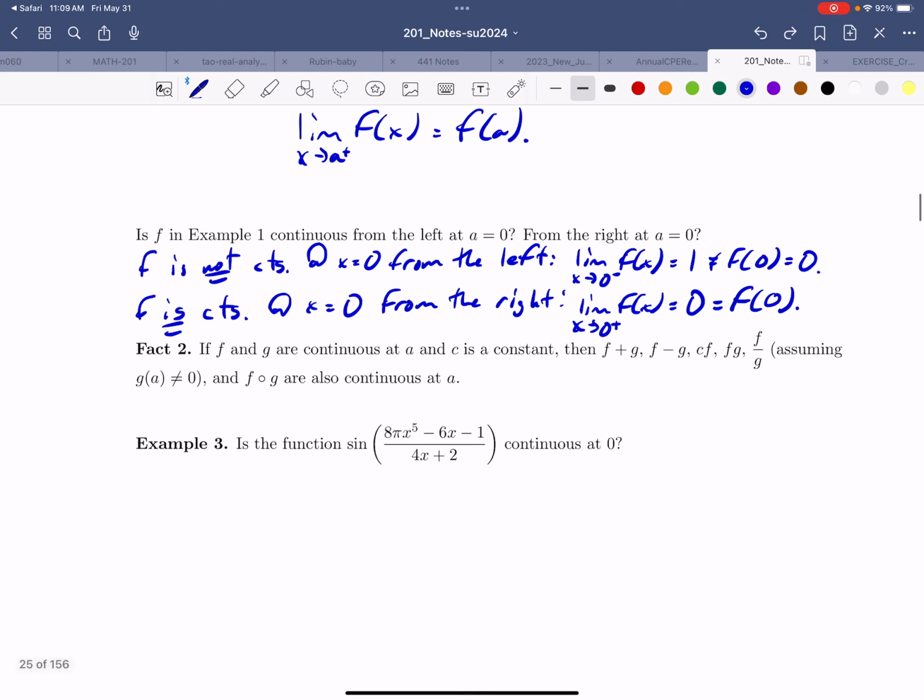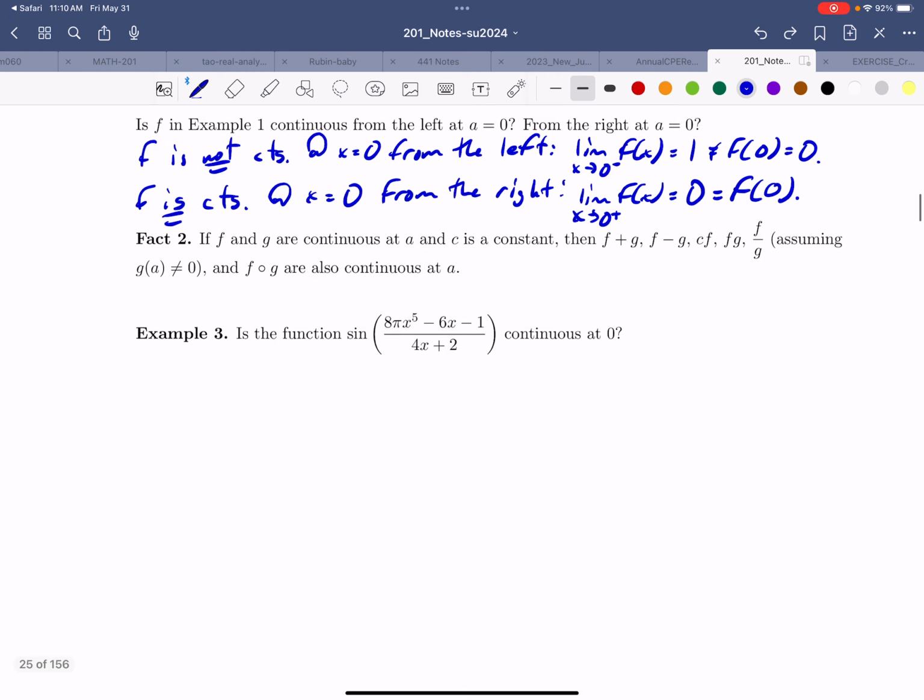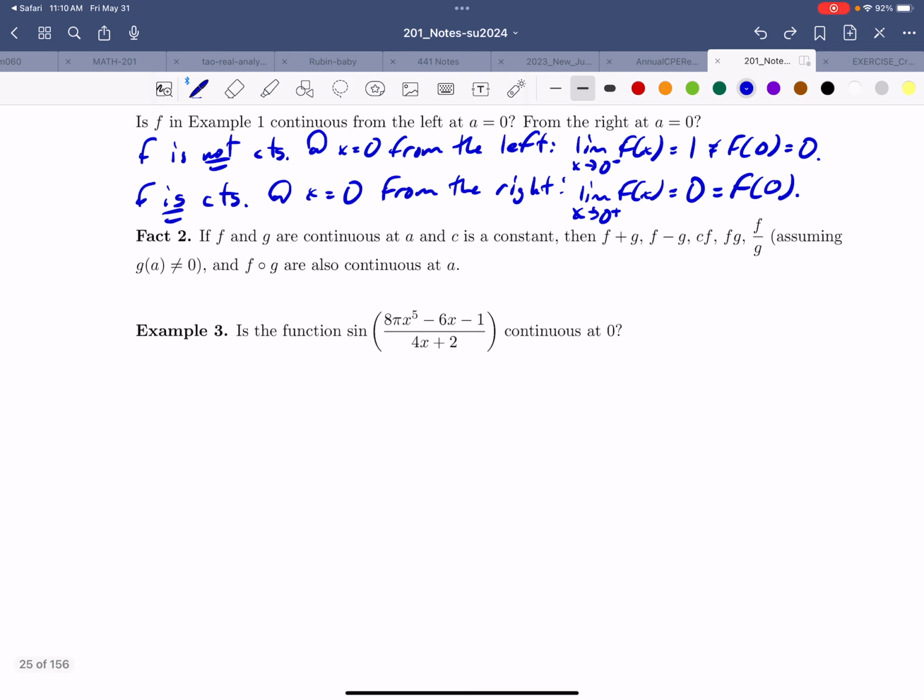For example, if I asked, is this function continuous at 0? Maybe you could look at it and say yes or no. But what you could do is let f of x equal, we just want to label this, sine of 8 pi x to the 5th minus 6x minus 1, all over 4x plus 2.